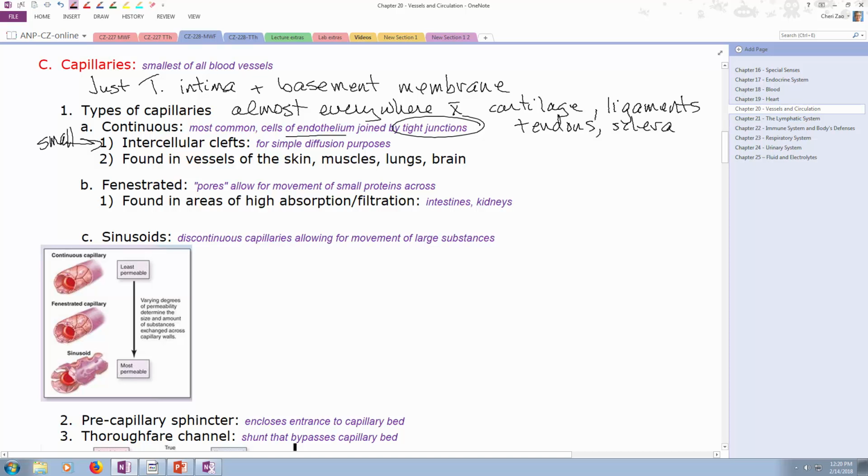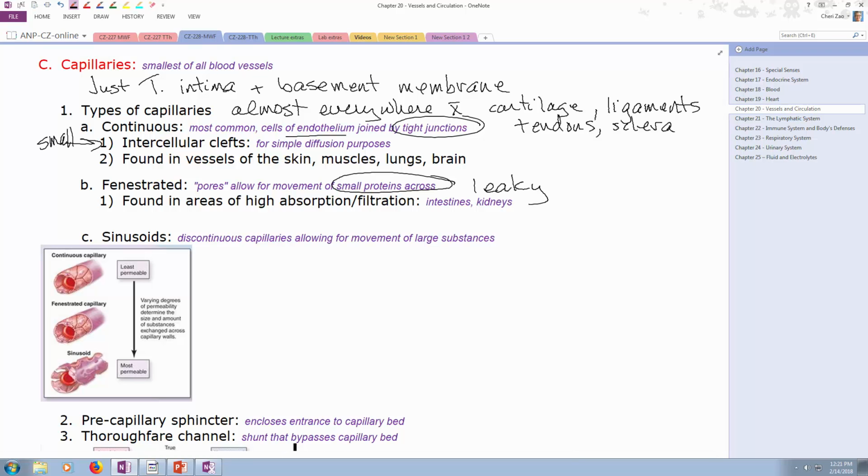We find continuous capillaries in the blood vessels related to our skin, in our skeletal muscles, in our lungs, and also in our brain. That's where we find those guys. The fenestrated capillaries appear to have pores or windows on them, and they allow for movement of a little bit more material. We can actually move small proteins across. So amino acids, things along that line can move across these fenestrated capillaries. And they are considered more leaky than our continuous capillaries because more can move across.